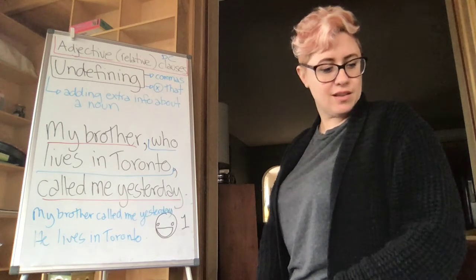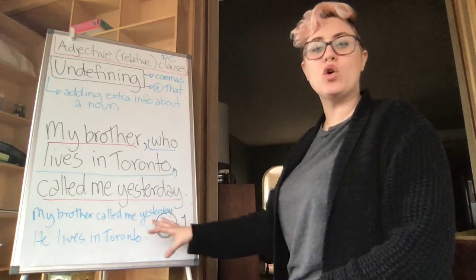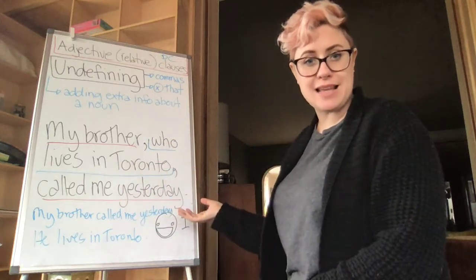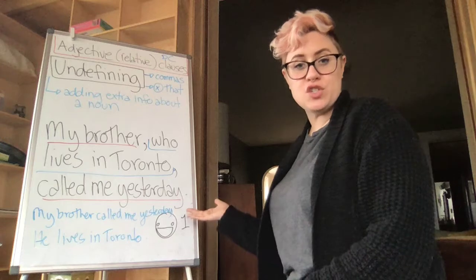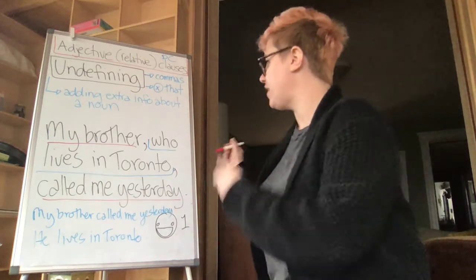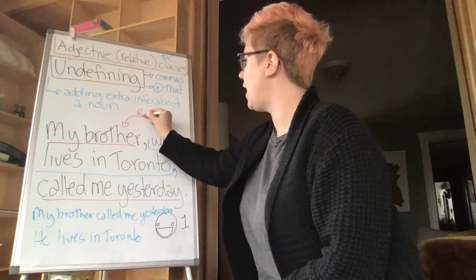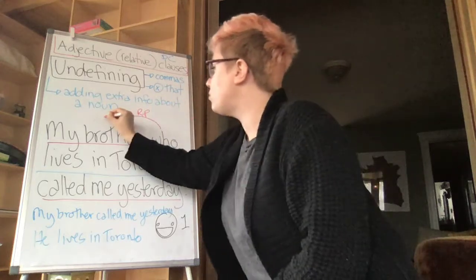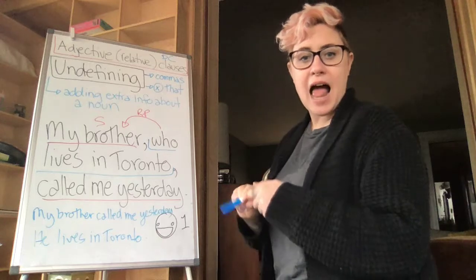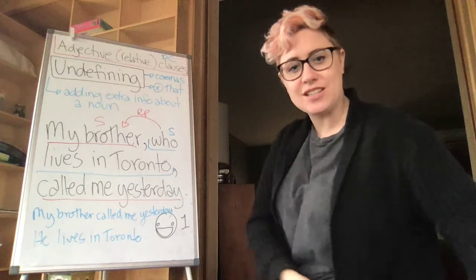So instead of using two sentences, we are going to combine the information into one more complex sentence. My brother, who lives in Toronto, called me yesterday. All right, so I just want to look here at this relative pronoun, who. So who is the relative pronoun for my brother? My brother is the subject of the independent clause, and who is the subject of the dependent or adjective clause.